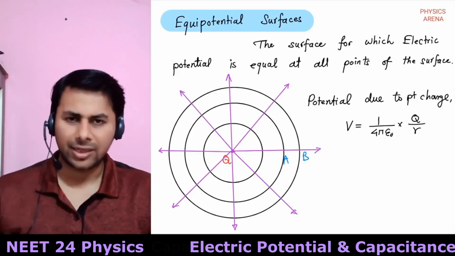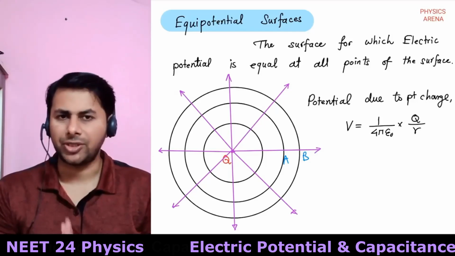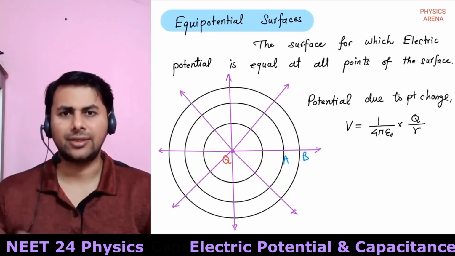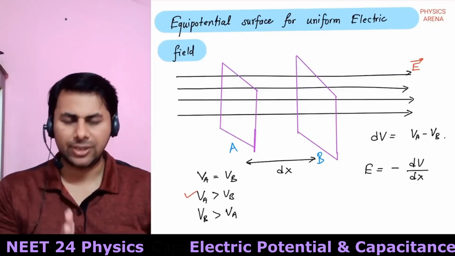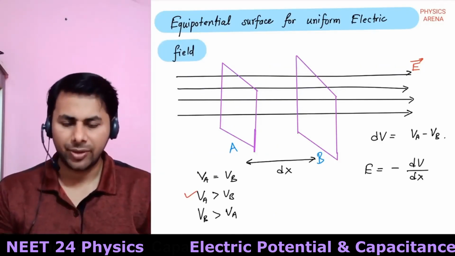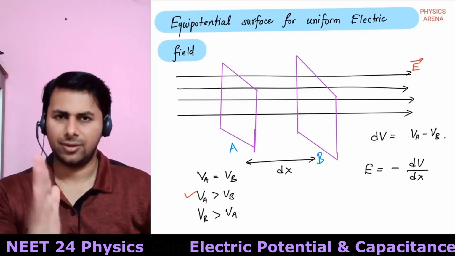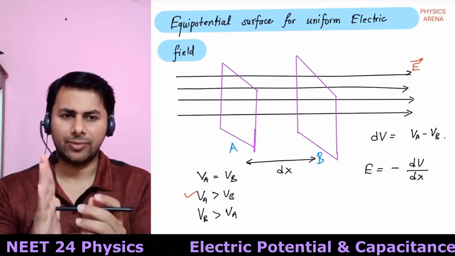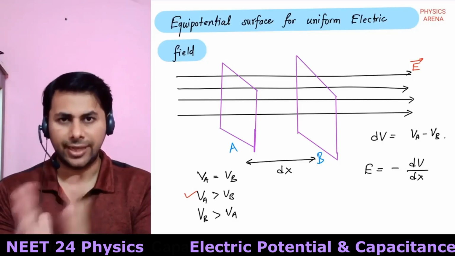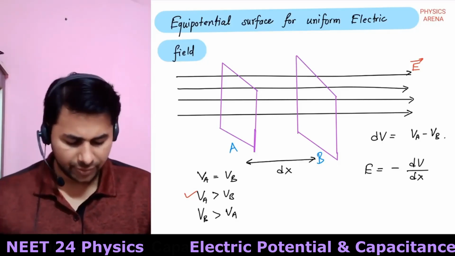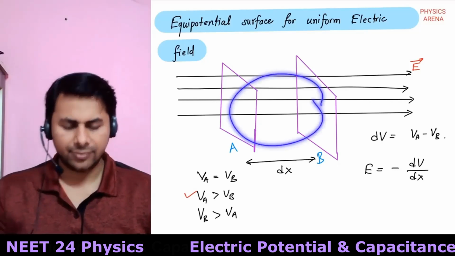So this is an important point to be remembered, that the angle between the equipotential surface and the electric field is 90 degrees. So if you have a uniform electric field like this, the equipotential surfaces for that electric field will be planes perpendicular to the electric field, because the angle between the electric field and the equipotential surface has to be 90 degrees.